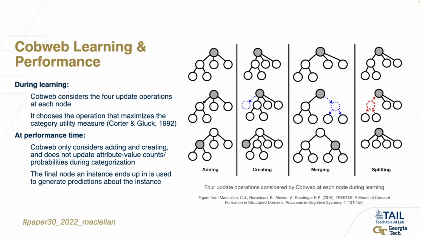And at performance time, Cobweb only considers a subset of these. So it only considers adding and creating. It's basically just sorting down the tree and not updating the structure or the weights, the parameter values, the probabilities. It sorts down the tree, and then when it reaches either a leaf node or an intermediate node where it thinks it's best to create a new child, it will stop, return that concept, and that concept can then be used to make predictions about the instance.